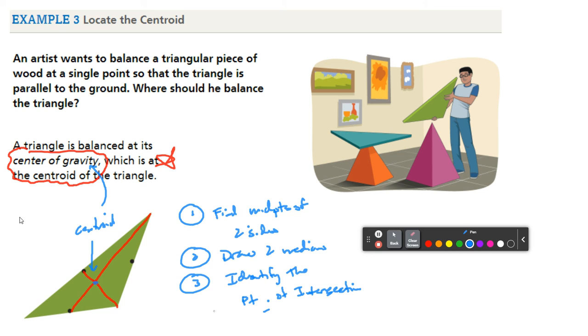All right, so there's our talk about the centroid. The next video coming up is going to talk about the altitudes and what's called the orthocenter. All right, get ready for that.